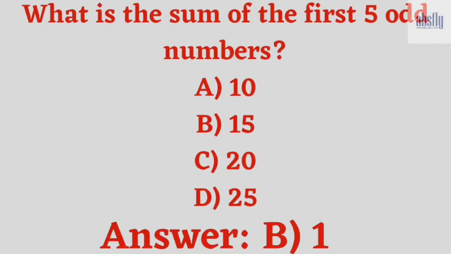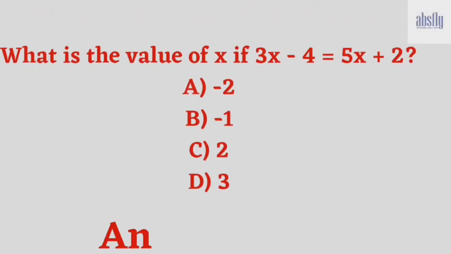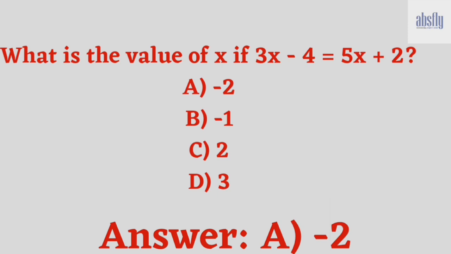What is the sum of the first 5 odd numbers? The answer is 15. What is the value of x if 3x minus 4 is equal to 5x plus 2? The answer is minus 2.